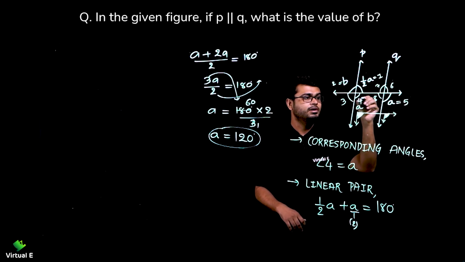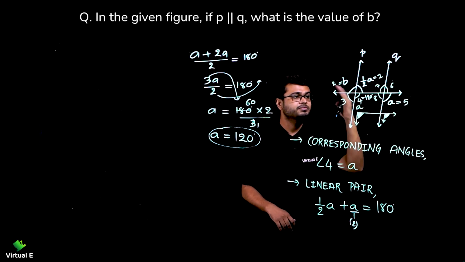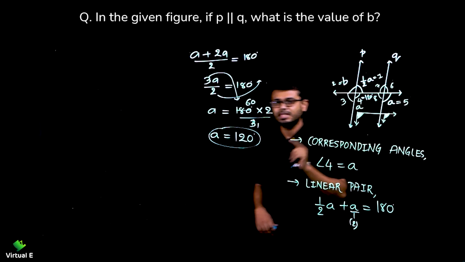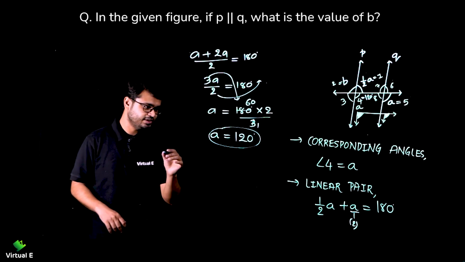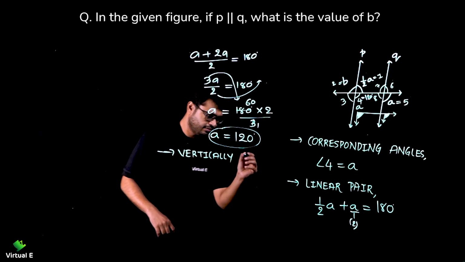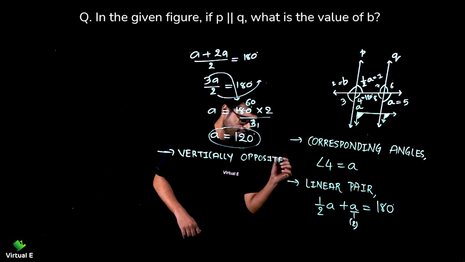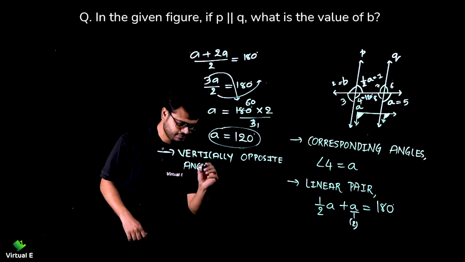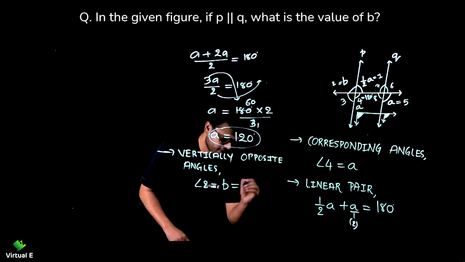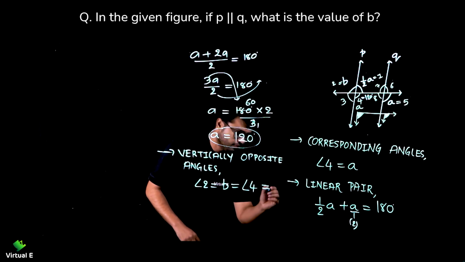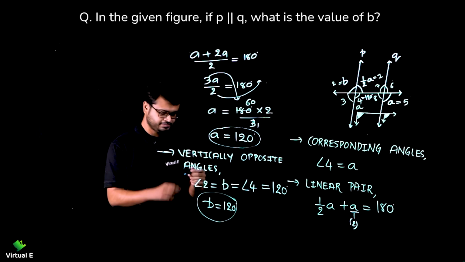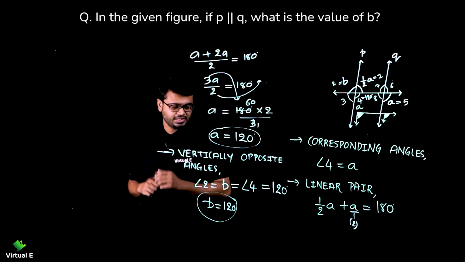Now see, angle 4 is 120 degrees. Now, vertically opposite: what is the vertically opposite angle of 4? That is 2. And what's its value? B. That's what we want to find, right? So let's write vertically opposite angles. So we can write angle 2 is equal to B is equal to angle 4 is equal to 120. So we can write B is equal to 120 degrees, right? We get the value of angle B, that is 120 degrees.